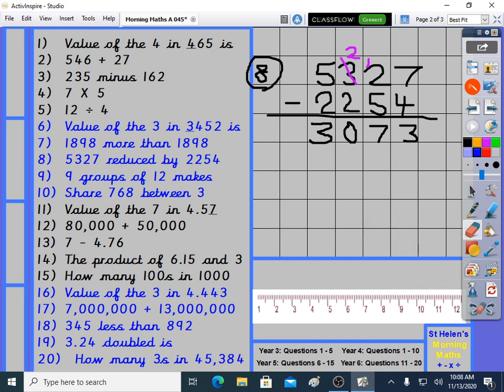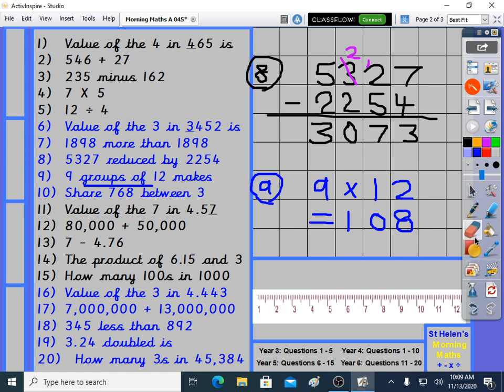Hopefully you've heard me say that so many times now that you automatically check when you've done a minus that it's got smaller. Question 9. 9 groups of 12. Well, groups of is going to be times. It's going to be 9 times 12. We can sing our 9s or our 12s. Let's sing our 9s 12 times. 9, 18, 27, 36, 45 and 54, 63, 72, 81 and 90, 99 and 108. It's 108. 9 times 12 is 108.